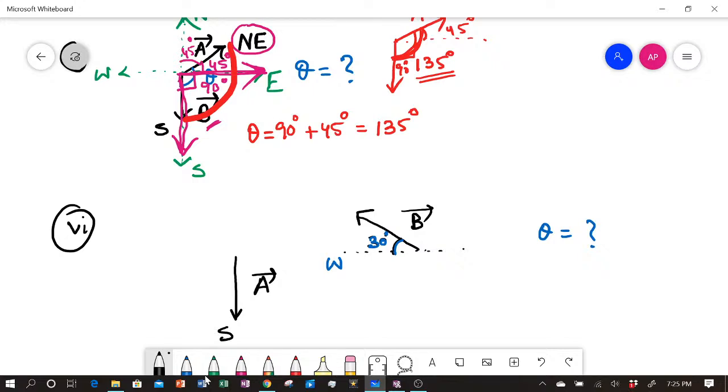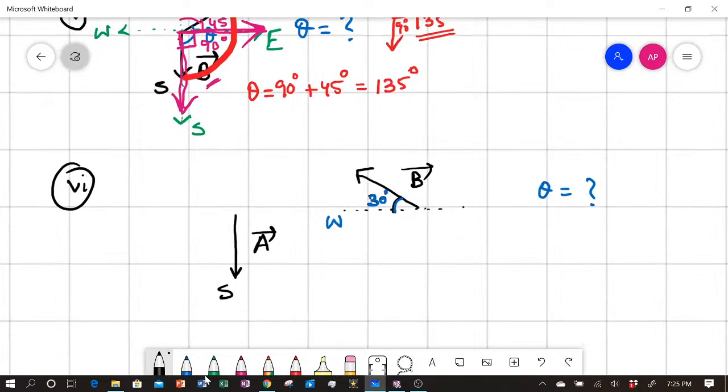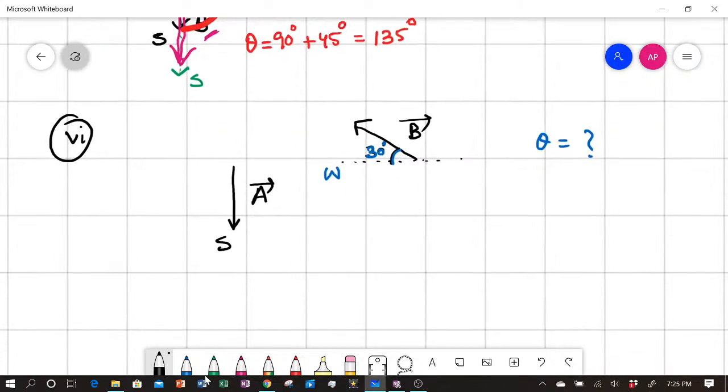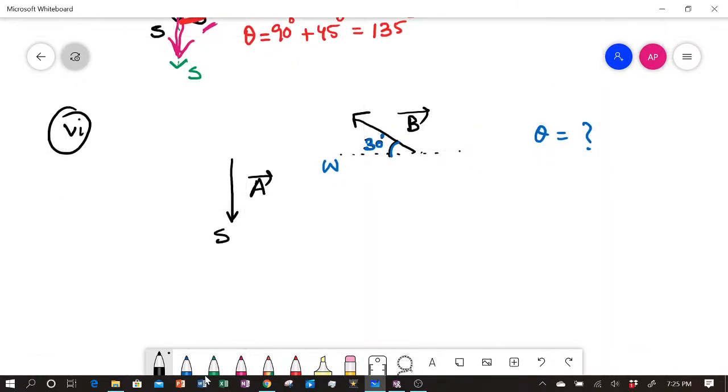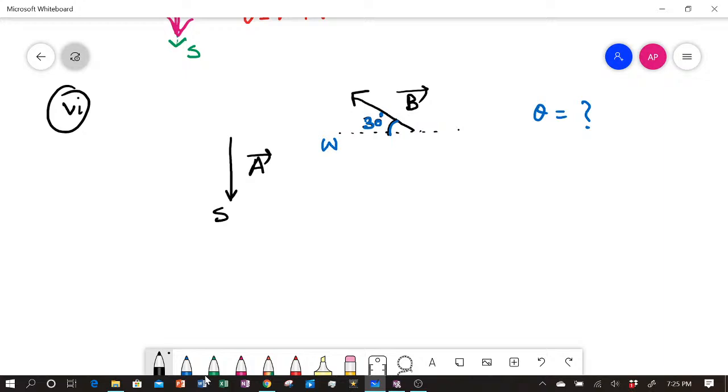Ravi Shankar, your name is so lengthy and it's easier to call you Ravi. So Ravi's answer is 120 degree and Vicky's answer is 120 degree. Anyone else? Okay, should I proceed?